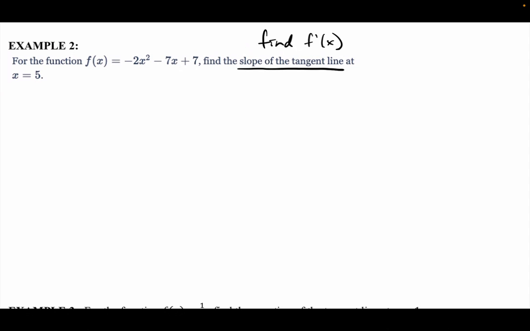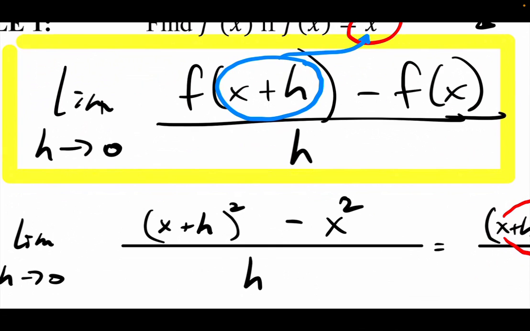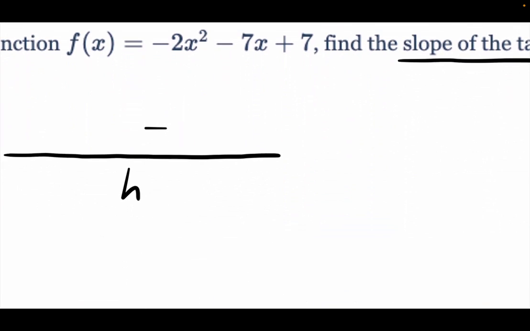So let's do the limit as h approaches 0, right? There's an h on bottom. There's a minus in between. What's f of x? Not f of 5. In this problem, what's f of x? Negative 2x squared minus 7. The function, yeah. So the function is going to go here.